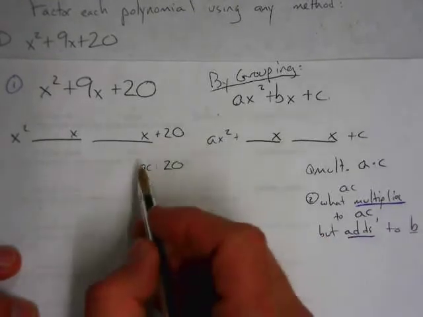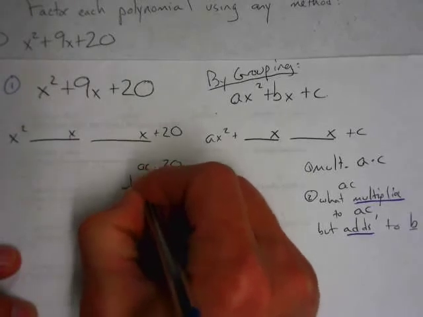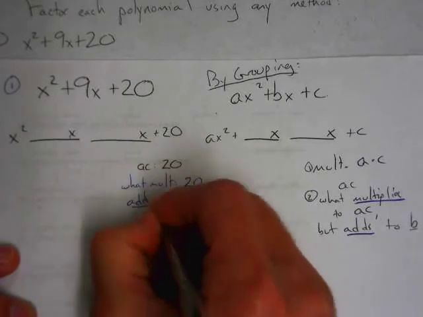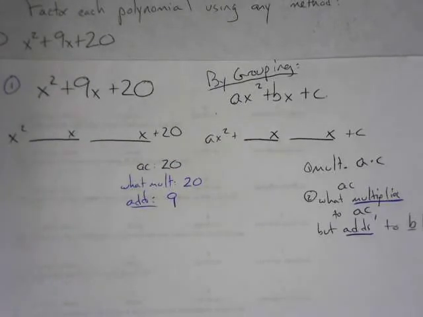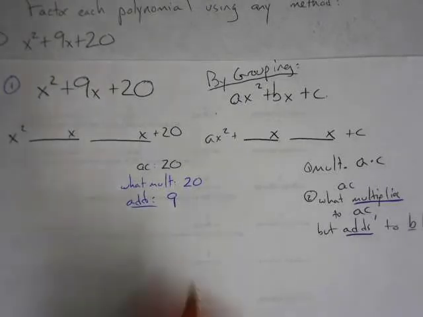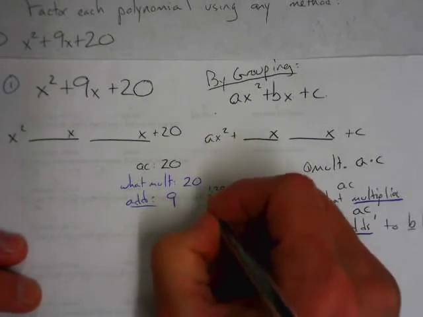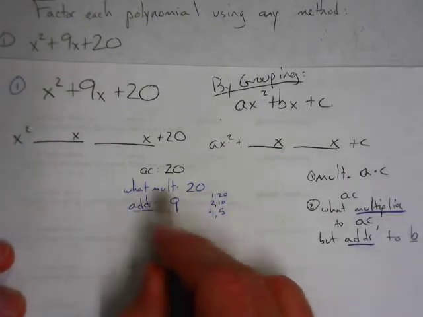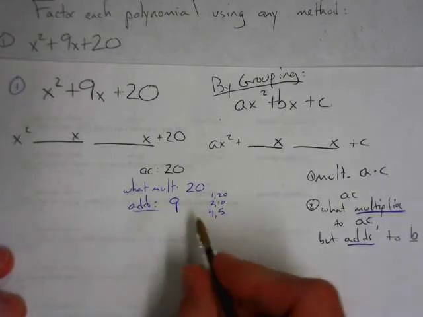All right, so when we look at example number 1, we have a times c is 20. So the question is, what multiplies to 20 but adds to get 9? What two numbers multiply to 20 but add to get 9? And hopefully by now you have figured it out. It's 5 times 4. Because 1 and 20 doesn't work, and 2 and 10 doesn't work, and 3 doesn't go in. 4 times 5 works, right? Bingo, 4 times 5. They multiply to 20, and 4 plus 5 adds to give us 9.